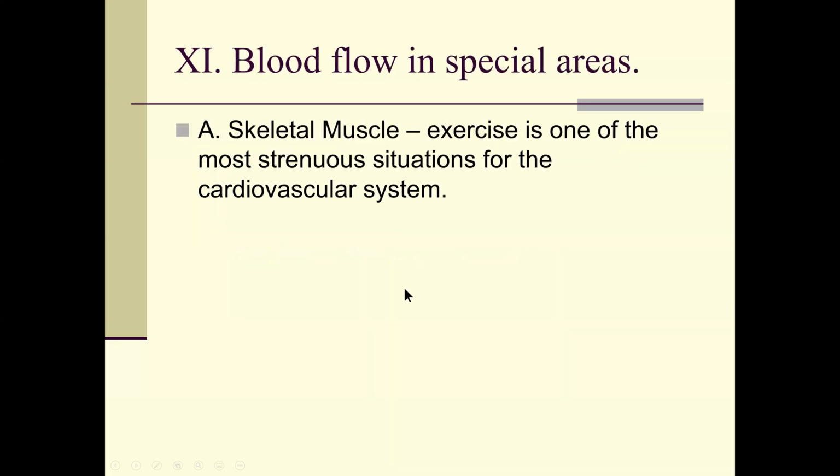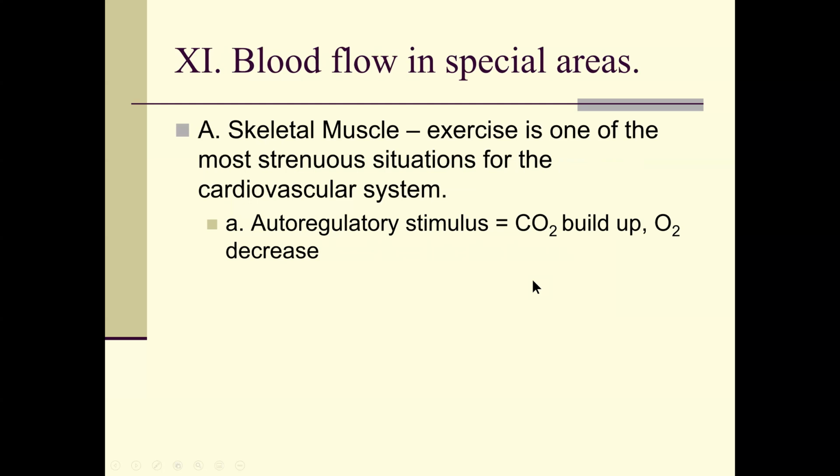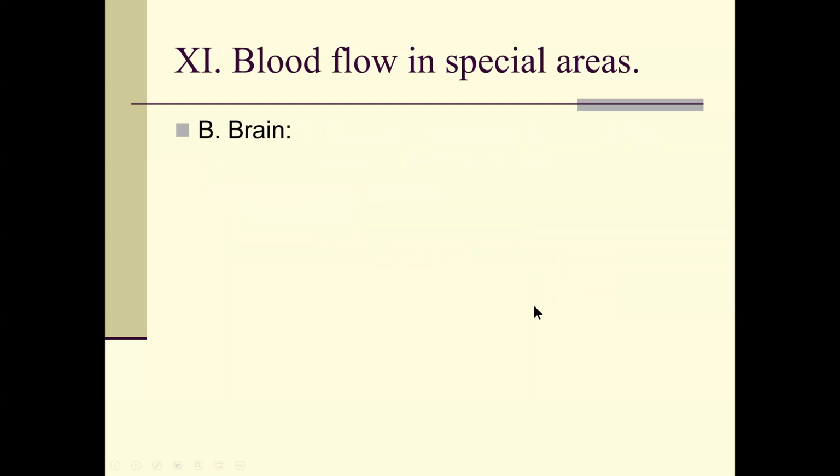Okay, blood flow in special areas, skeletal muscle. Exercise is strenuous because of the increase of blood flow into the muscle. Autoregulatory stimulus is CO2 builds up, O2 decreases. That would increase the blood flow in.